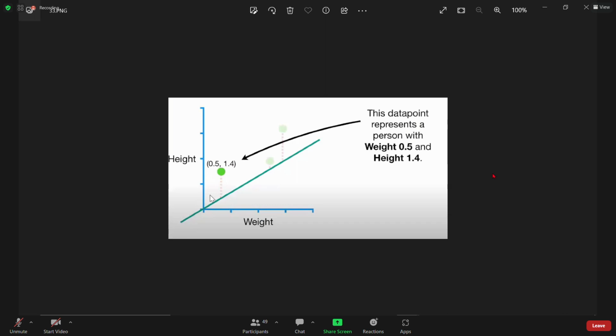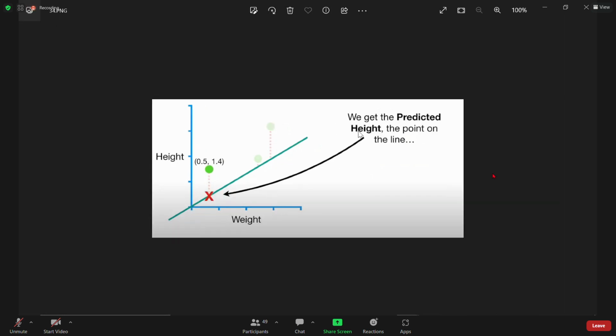So assume this is an actual data point. What is an actual data point? In the question given, we have a data set. In the data set, we have X and we have Y. So 0.5 and 1.4. This is actual. And my model predicted. This data represents a person with weight and height.